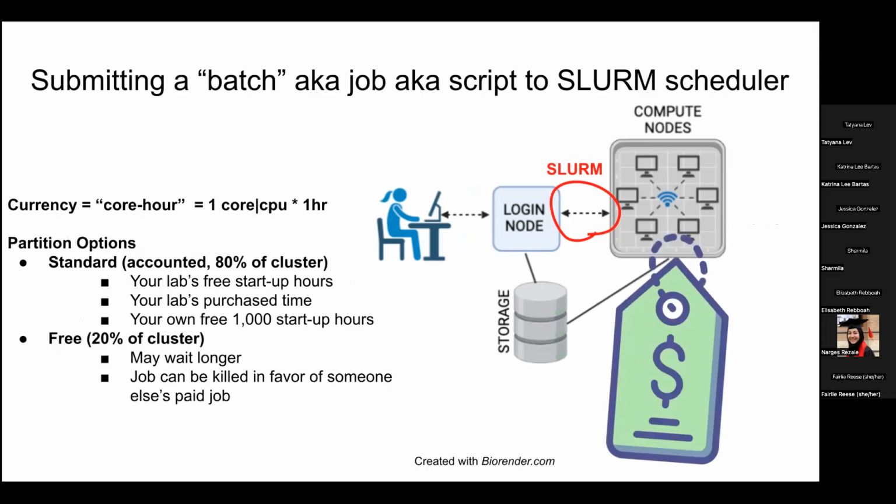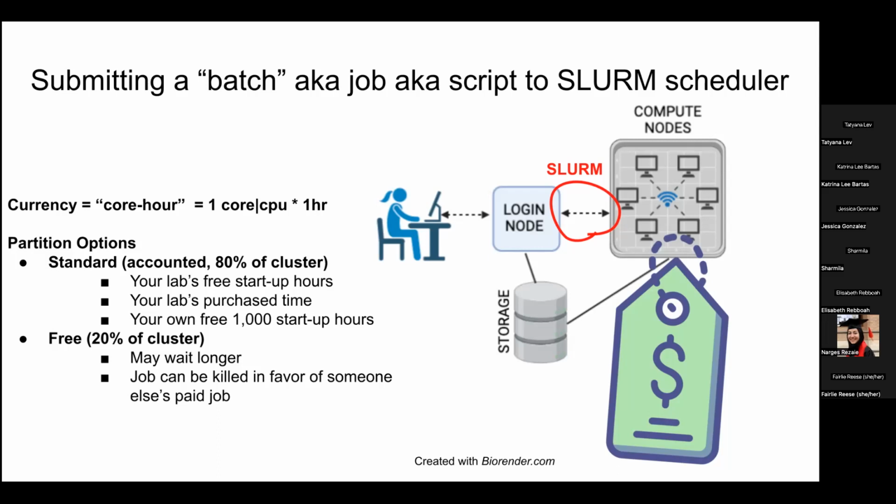A little bit more details about submitting these jobs. They have two partitions. One is the standard one, where about 80% of the cluster is allocated to standard jobs that you pay for either through your PI or the startup hours that you get for free. And around 20% is left over for free jobs.